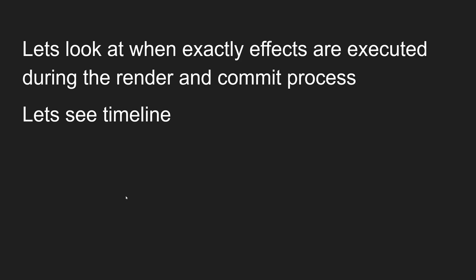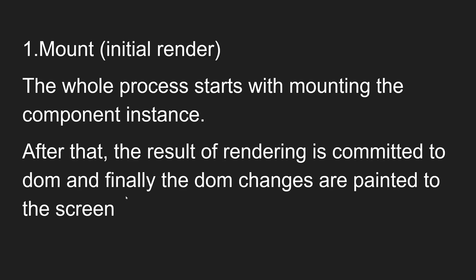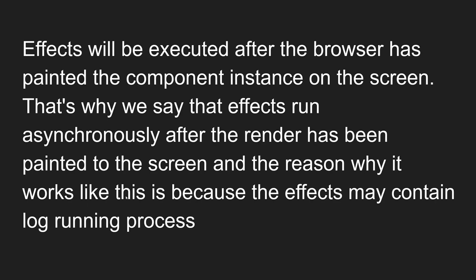Let's look at when exactly effects are executed during the render and the commit process. Let's see the timeline. First is the mount, the initial render. The whole process starts with mounting the component instance. After that, the result of the rendering is committed to the DOM, and finally the DOM changes are painted to the screen. These are all concepts we have already learned. Now effects will be executed after the browser has painted the component instance on the screen. That's why we can say that effects run asynchronously after the render has been painted to the screen.